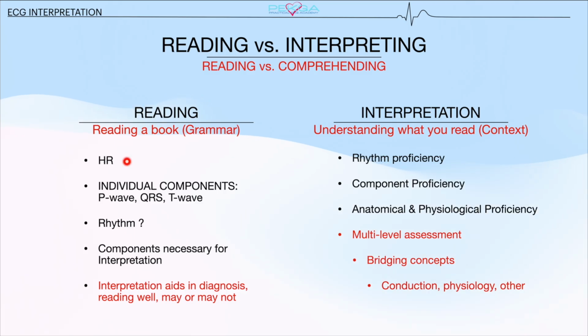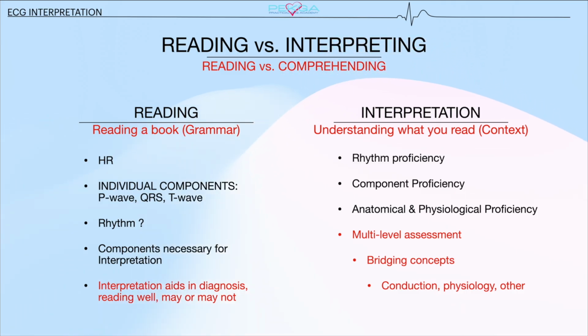So if you're reading an ECG, you'll be able to pick off heart rate, individual components, rhythm, and other components necessary for interpretation. Now, the difference is interpretation aids in diagnosis, okay? Reading well may or may not. So just because you can pick out the P wave, the QRS, and so on and so forth, that may or may not help you or somebody else interpret this ECG well.